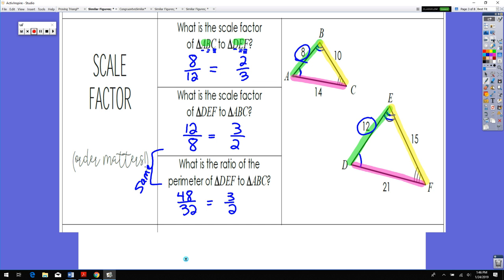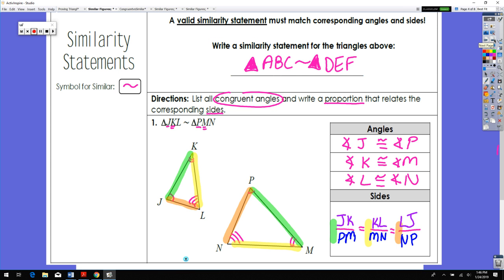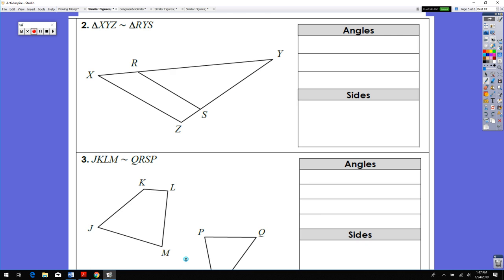So as we continue through our notes, this is the first problem we went over today in class together. It said write a similarity statement for the triangles above. That's where the triangle ABC is similar to triangle DEF came in. Order does matter there. We did this one together. What I would like you to do is go ahead and pause and try number 2 and number 3, finding angles and sides.